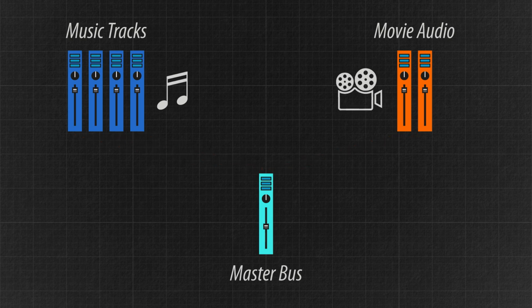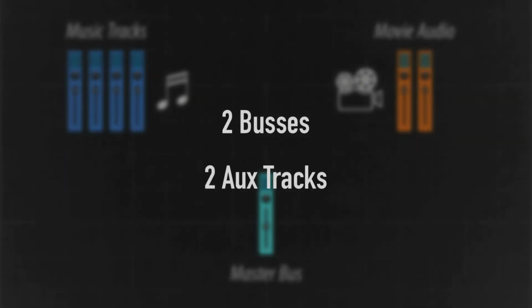But this isn't ideal when you're scoring music to picture. What you really want are two additional volume faders, one for the music and one for the movie audio, that allow you to control the volume of each independently. And for that, we need to create two additional buses and aux tracks.